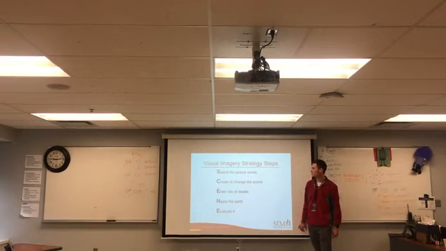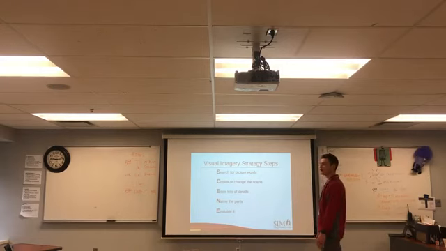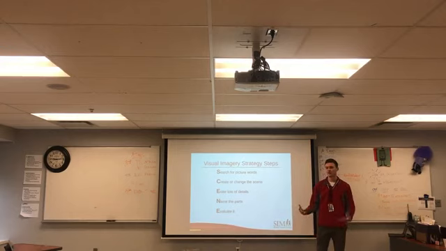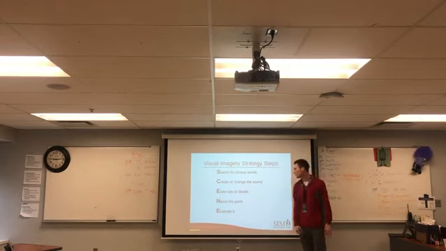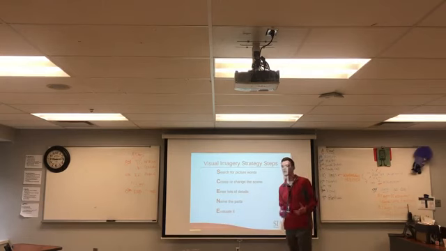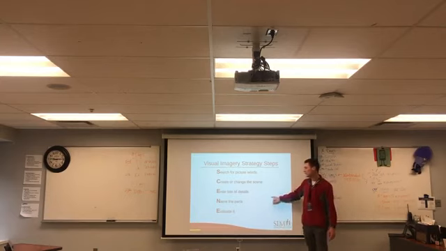The steps to using visual imagery. It's SEEN. Search for picture words. If you read a long sentence and you look for the picture words, like table, chair, tree, house, those kinds of picture words that you can read and instantly an image pops in your head. Create or change the scene. If it's a sentence that doesn't really make sense, but you can find those picture words in there, you can create the scene for yourself. If it talks about a tree with green grass and a white picket fence, you can all picture that. Enter lots of details.